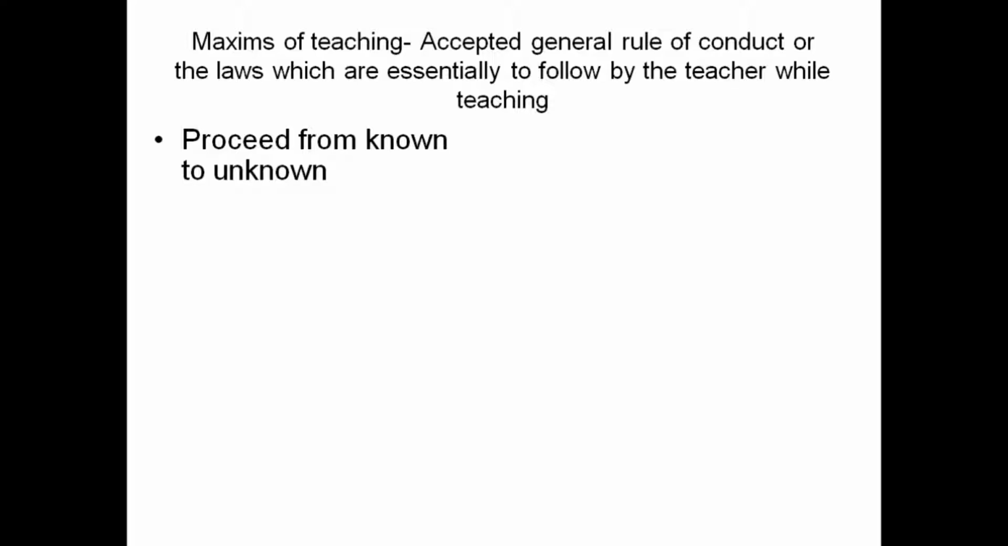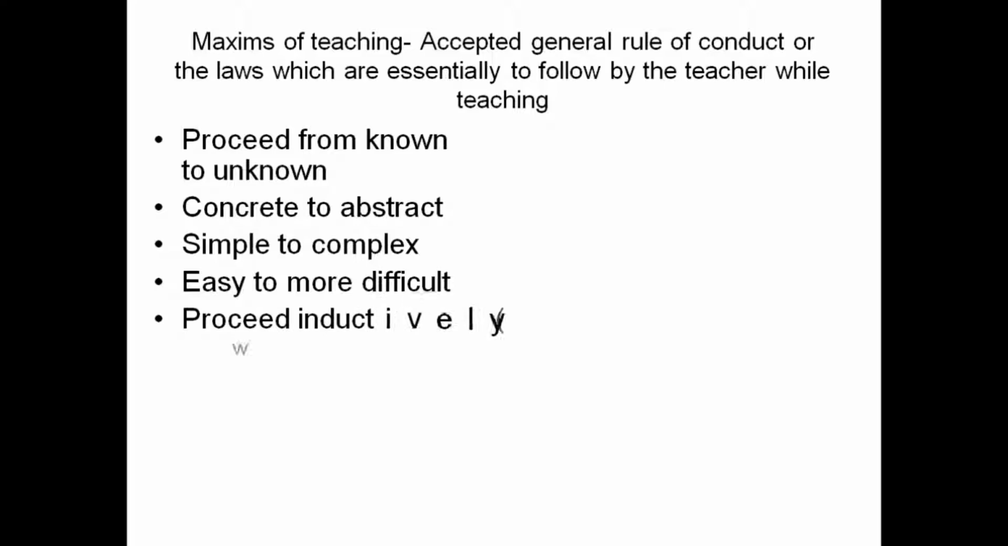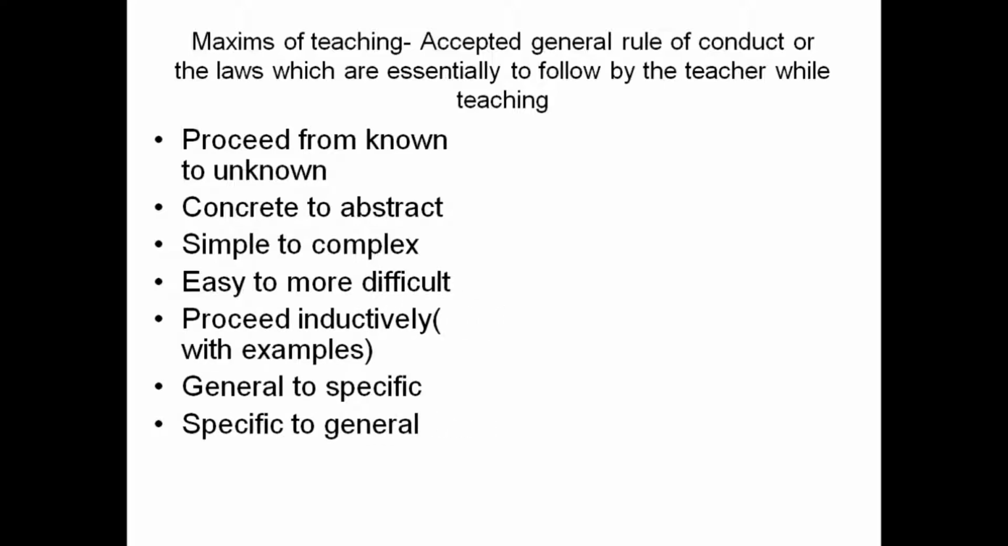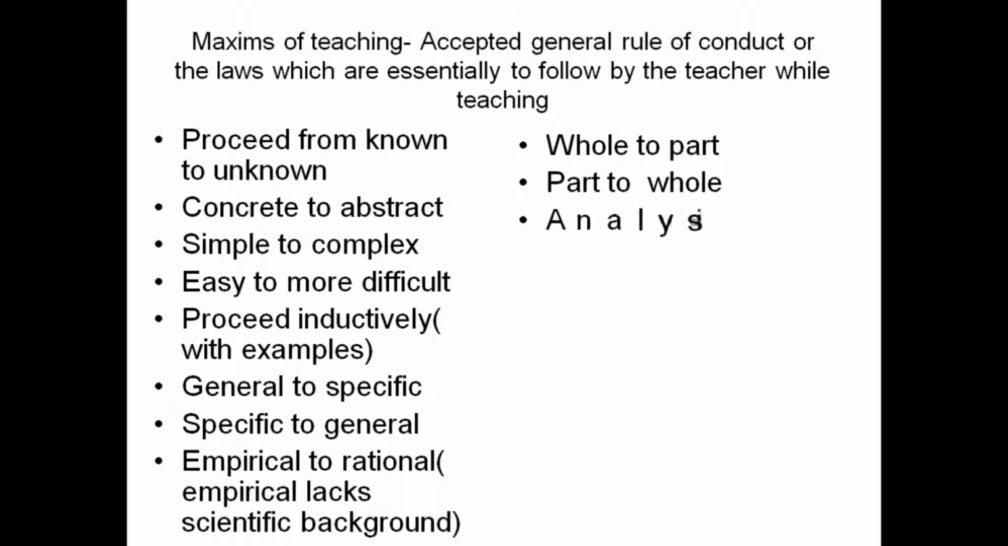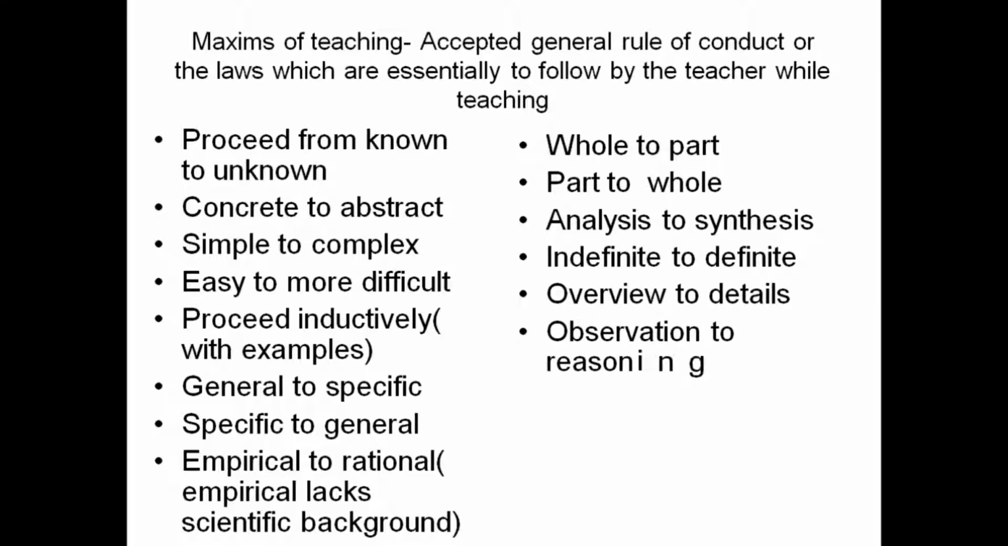They are: proceed from known to unknown, concrete to abstract, simple to complex, easy to more difficult, inductive, that means with examples, general to specific, specific to general, empirical to rational. Empirical lacks a scientific background, that means general ideas without any scientific basis. We say that the topic is empirical, then we go with the scientific basis. All to part, part to all, analysis to synthesis, indefinite to definite, overview to detail, observation to reasoning, psychological to logical.